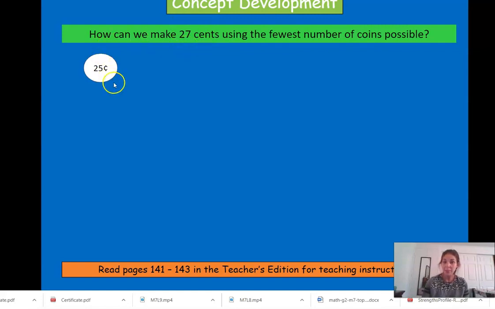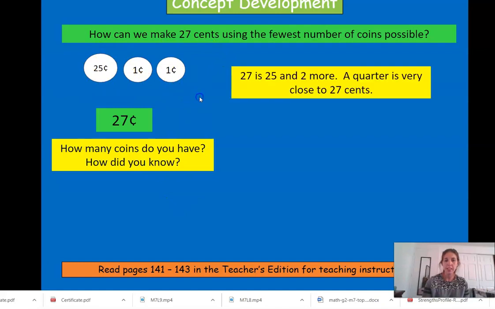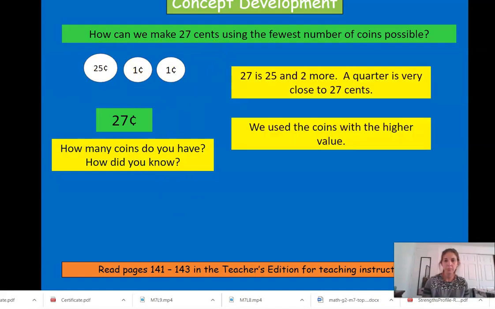So I have 25. And then I think, how much more do I need? 25, 26, 27. Oh, I only need 2 more cents. So I know then that I'm going to use 2 pennies. 27 cents. We have 3 coins here. We started with the coins with the highest value.